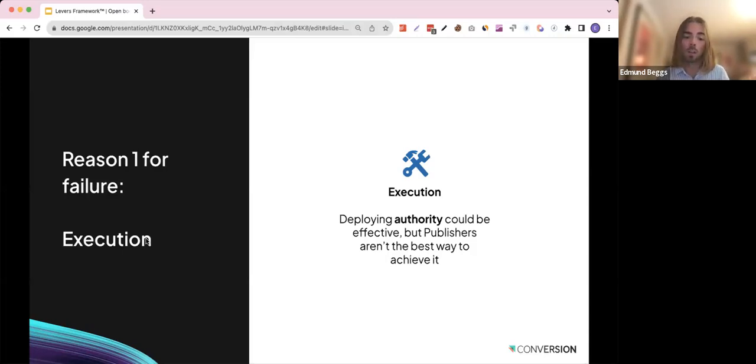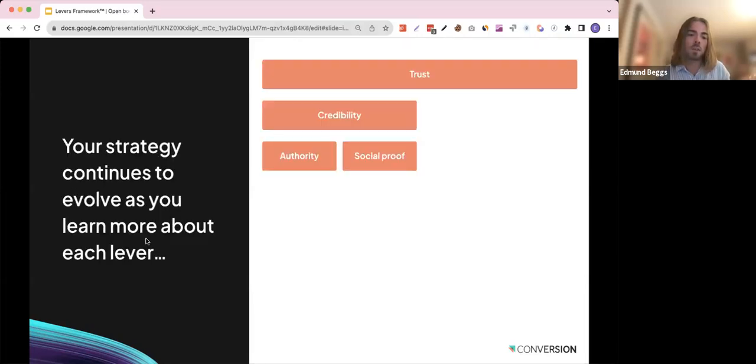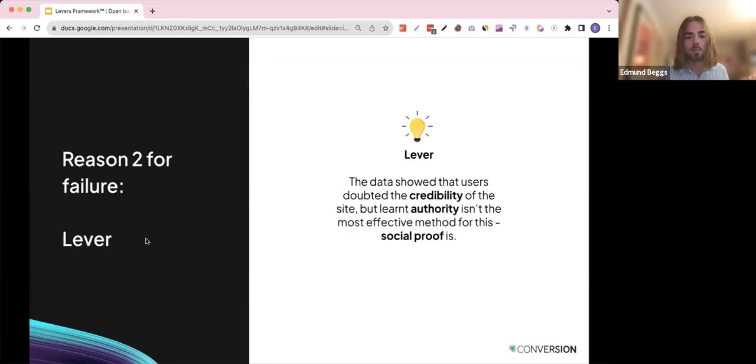So deploying authority could actually be effective despite our first failure to achieve a winner, but publishers maybe aren't the best way to achieve it. For example, maybe that's not resonating with users. Maybe there's something else wrong with your execution: were enough people actually seeing it, was it placed in the right place and communicated in the right way? The point is that your strategy will continue to evolve as you learn more about each lever. So you may still go on to run another authority experiment to understand a little bit more over and above that execution, where the value might be, given the initial research evidence you had for a potential problem with authority.